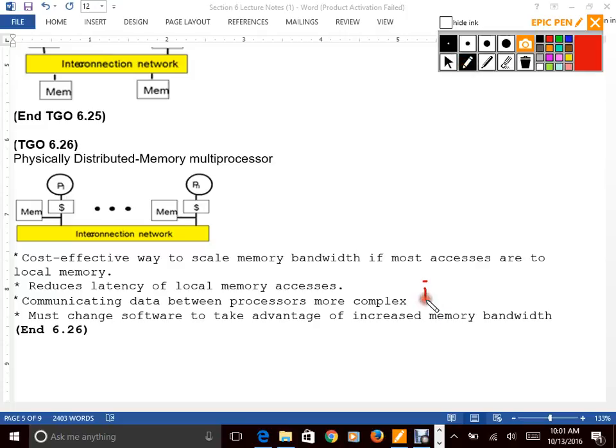So we're going to be talking about directory protocols and snooping. Or Snoopy bus or Snoop Doggy Dog bus, whatever helps you remember it on the exam. Communicating data between processors is more complex, which I just said, and you must change software to take advantage of increased memory bandwidth.